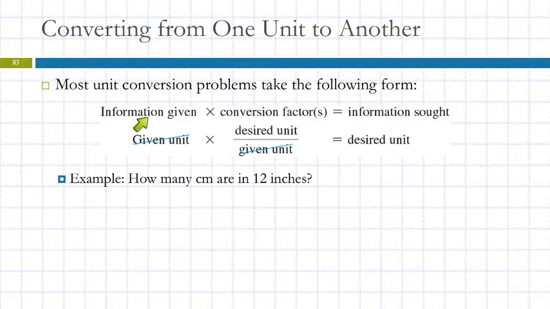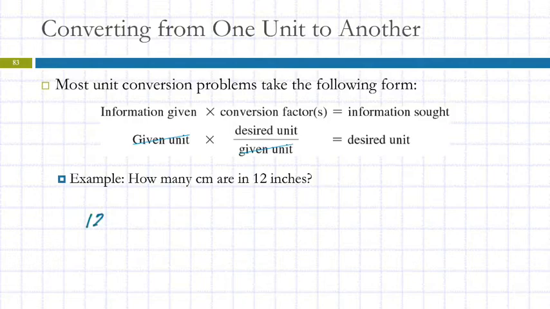There's some information given, a particular unit, like here, how many centimeters are in 12 inches? Well, 12 inches is the given unit. And then there's some information that you're seeking, a desired unit. This question asked how many centimeters? Well, that's the desired unit. And to get from inches to centimeters, we need a factor in here. And we're going to put the given unit in the bottom and the desired unit in the top so that the units cancel out. So let's do that with this example.